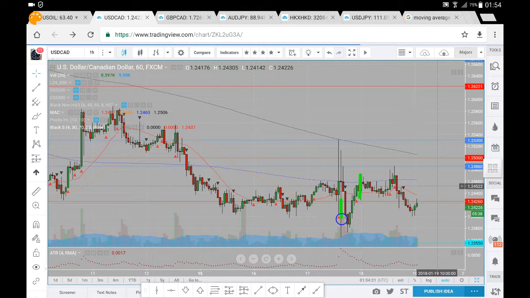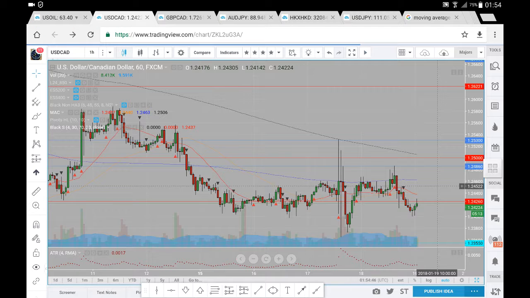Now, we did have the move downwards, immediately retraced. So we have come into this 200 period moving average marked out here in blue. We've found resistance. We've had a pullback. We've found resistance again, and we did see the sell side momentum. And we weren't able to successfully break and hold above this 200 period moving average despite two tests.